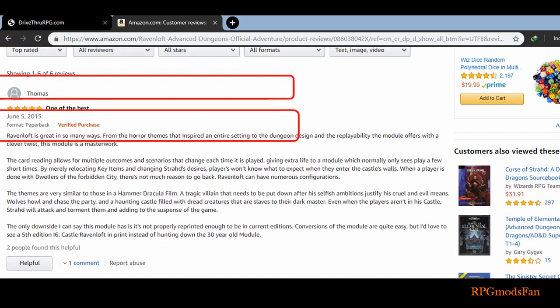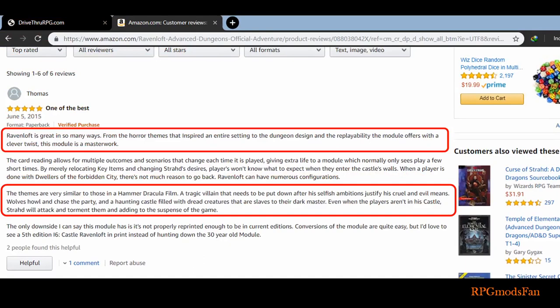The other reads as follows. "Ravenloft is great in so many ways. From the horror themes that inspired an entire setting to the dungeon design and the replayability the module offers with a clever twist, this module is a masterwork. The themes are very similar to those in a Hammer Dracula film. A tragic villain that needs to be put down after his selfish ambitions justify his cruel and evil means. Wolves howl and chase the party, and a haunting castle filled with dread creatures that are slaves to their dark master. Even when the players aren't in his castle, Strahd will attack and torment them, adding to the suspense of the game."